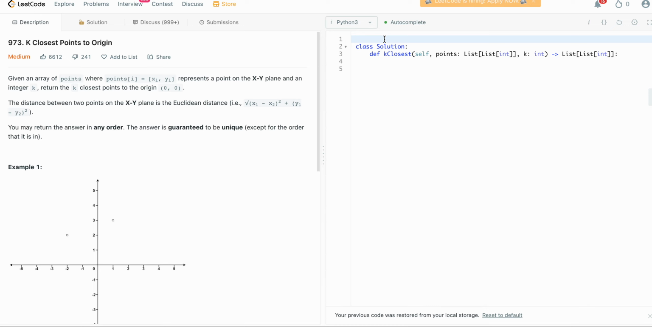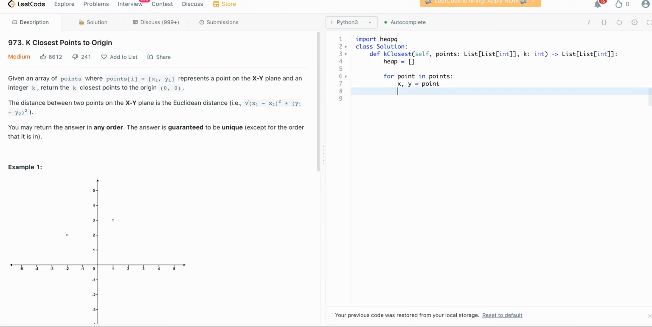Right now I'm going to import my heap package. That's going to create a heap for me. So I have my heap, which I'm going to start off as an array. And now I'm going to have my points. So I'm going to loop through my points, and I have my xy coordinates.